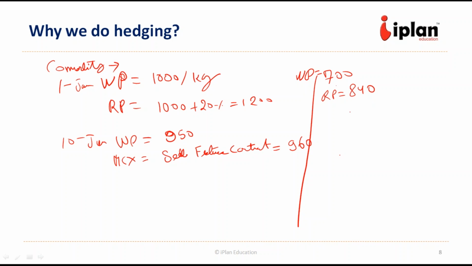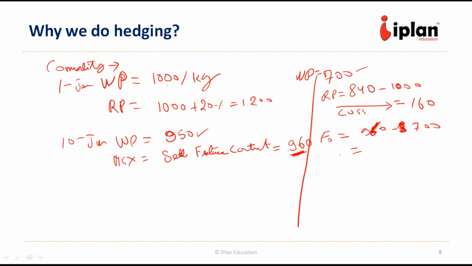Still, you bought for 1,000 and you are selling it for 840. So you will finally make a loss of around 160 here. Now let's check out the futures contract, which you sold at 960. You sold, and now you are buying at how much? The wholesale price becomes 700. The spot price is 700 on the exchange. So you are buying at 700, and you sold the contract at 960.